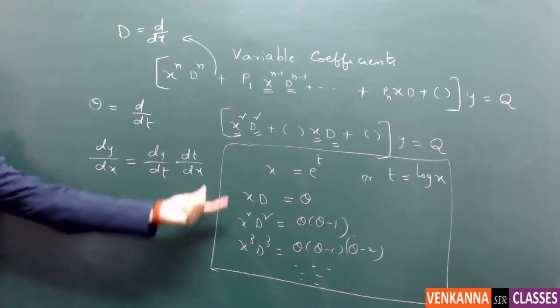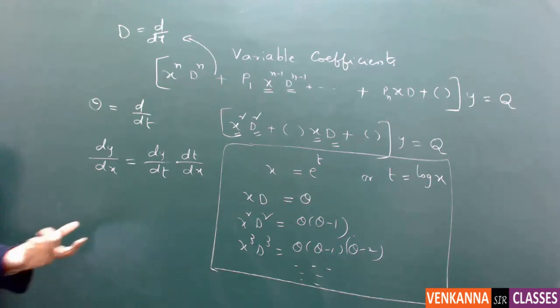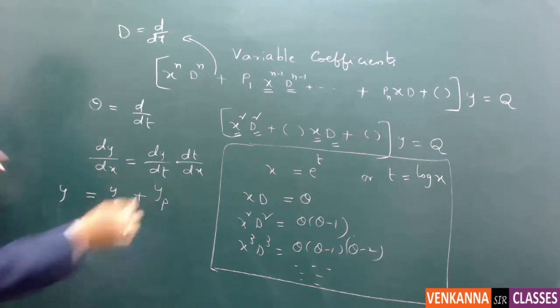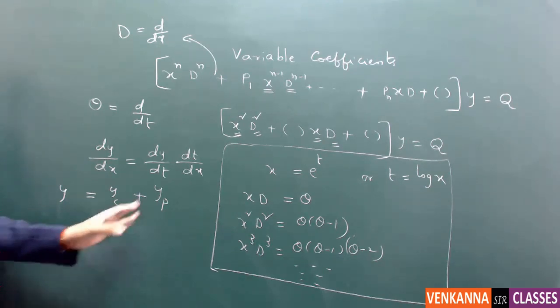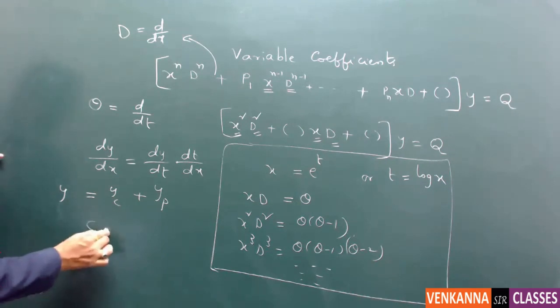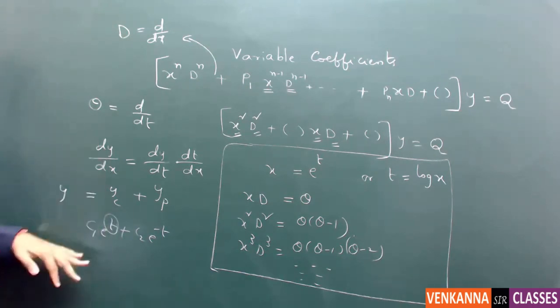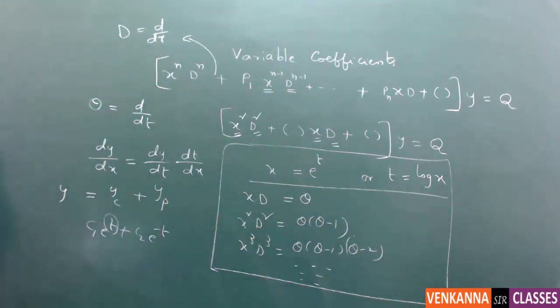Now, by doing these substitutions, the remaining procedure is as usual. So we are going to evaluate y. So y is equal to yc plus yp. We follow the regular procedures or methods that we have discussed so far. So here, in writing yc, we will write like this: c1 e^t plus c2 e^(-t), like that, where after evaluating the complete answer, in place of t, we go for the substitution. That is the approach or methodology to solve this problem. So please take a note of these substitutions, then I will go for a problem which gives you a clear idea.